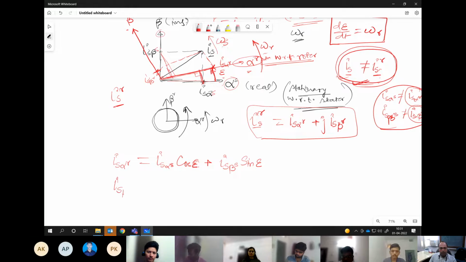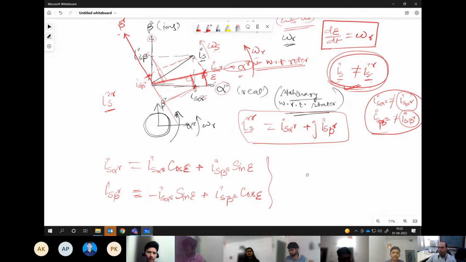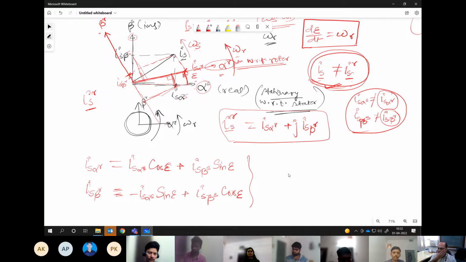Similarly, we can write IS beta R. What is that? So the beta axis you may extend on the negative side also. So this will basically come on the negative side. Now what is the component along that beta R? Minus sin epsilon. So minus IS alpha S sin epsilon plus IS beta S cos epsilon. You understand this point completely or any confusion? You understand this point, right? Yes, sir.